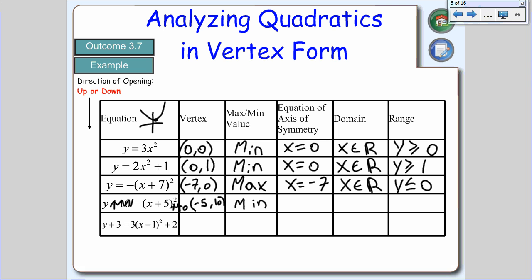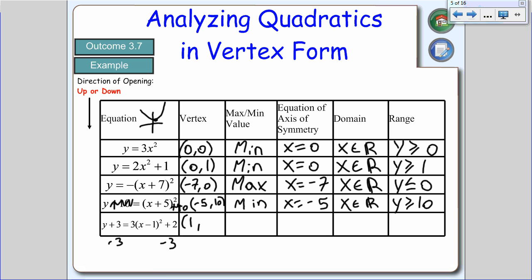Where's my axis of symmetry? -5. X is still an element of the reals. Y is greater than or equal to 10. Last one, not in standard form. Make it standard form. Subtract 3 from both sides. 1, comma, -1.